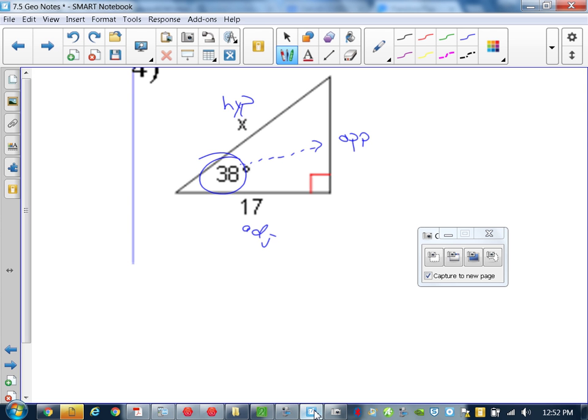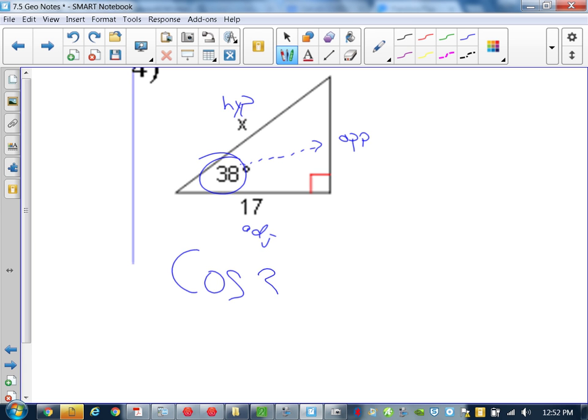So now, what trig function is it? Cosine. So that means that then the cosine of 38 is 17 over x. Why x? Because look what's up on top, because a cosine is always adjacent over hypotenuse. Okay? Why isn't it opposite? I have no information here.